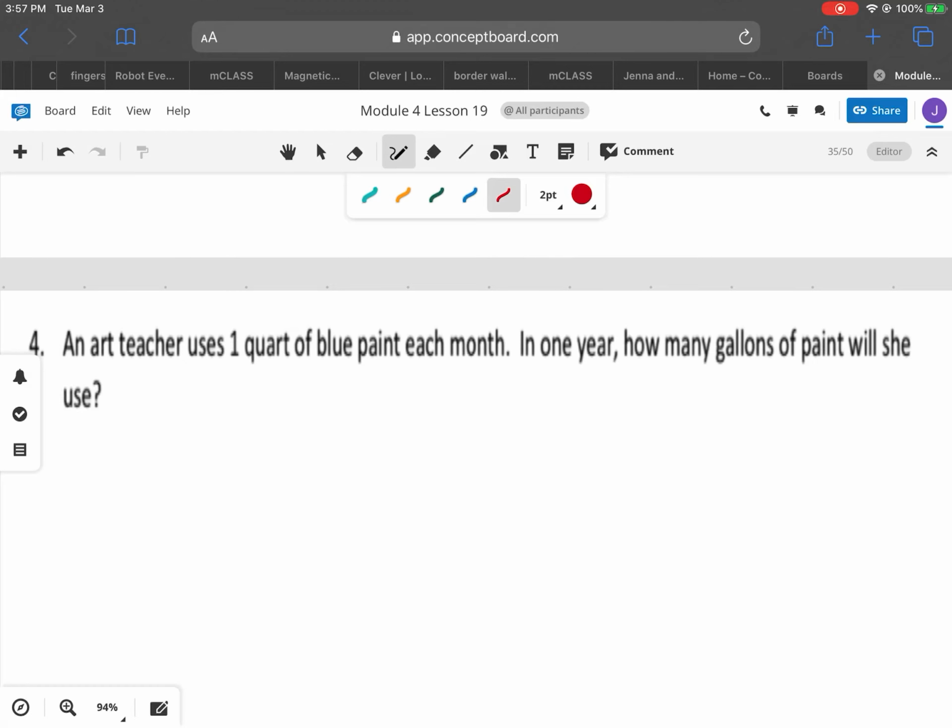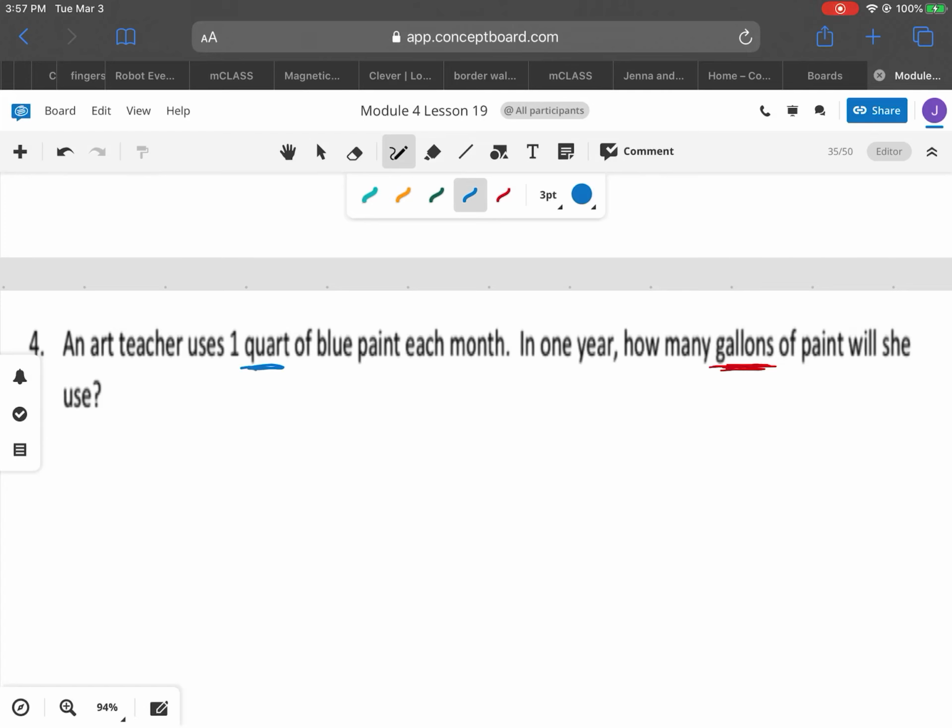The art teacher uses 1 quart of blue paint each month. In a year, how many gallons of paint will she use? 1 quart each month. Oh my gosh, is this that simple? Can't believe it's just that simple. I have to check, because if this is that simple, I'm just going to be laughing. All right. Well, oh wait, it isn't that simple. How many gallons? Okay, so there we go. There is a trick there, because we have a difference here. We have quarts and gallons.